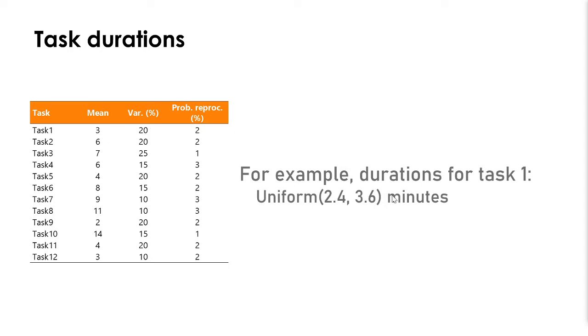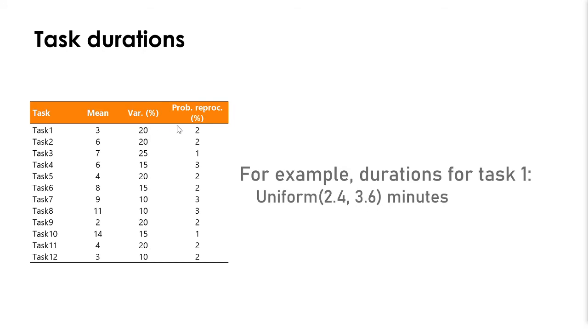So in this case, the 20% of 3 is 0.6. So we'll have a range of durations for task 1 ranging from 2.1, which is 3 minus 0.6, to 3 plus 0.6 minutes. So every time we perform a task 1 for an amplifier, we are somewhere in between these two values here.